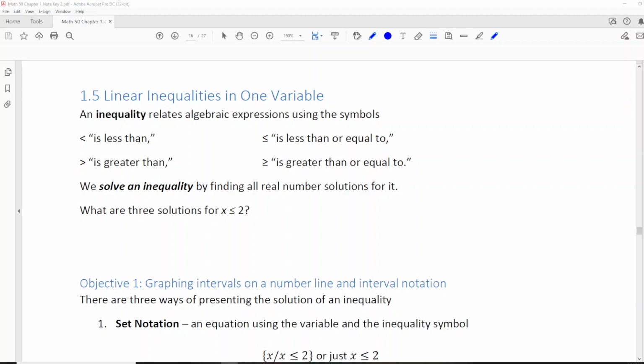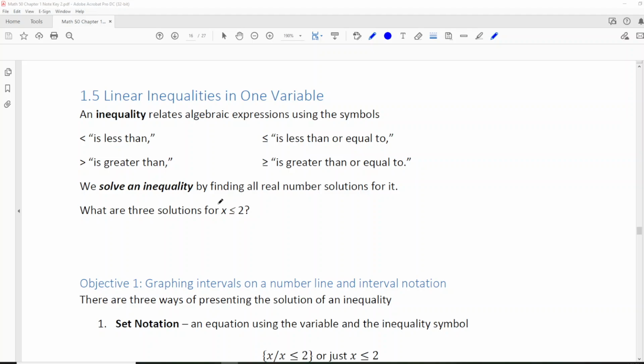So an inequality relates algebraic expressions using the symbols less than, greater than, less than or equal to, greater than or equal to. We solve an inequality by figuring out what numbers will make the inequality true. And the biggest difference between an equality and an inequality is there's not just one number. When you're solving a linear equation in one variable, the answer is like 3 or 5 or 6. But when you're solving an inequality, there's a ton of solutions.